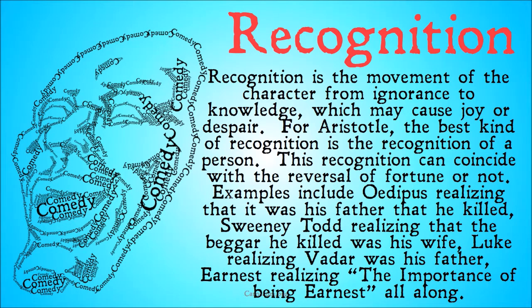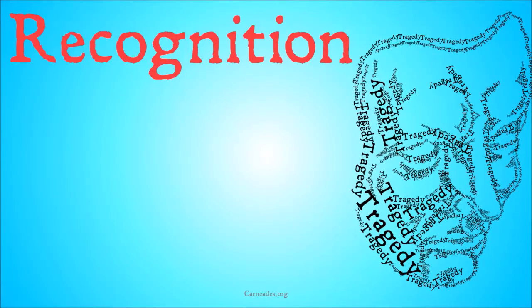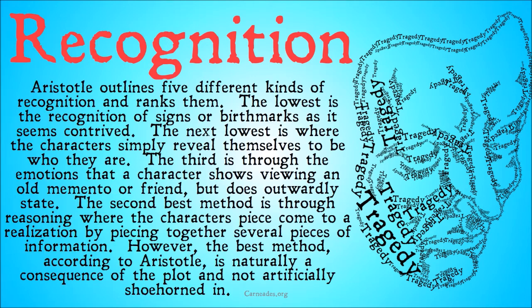Examples include things like Oedipus realizing that it was his father that he killed, Sweeney Todd realizing that the beggar he killed was his wife, Luke realizing Vader was his father, Ernest realizing the importance of being earnest all along. These kinds of tropes throughout theater. Once again, more important for Aristotle, and Aristotle makes this a central element of a complex plot, but still an important element today, just perhaps not as important, and not necessary in the way that Aristotle thought it was necessary.